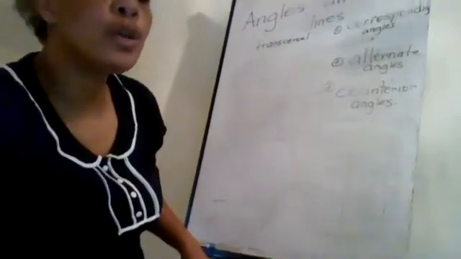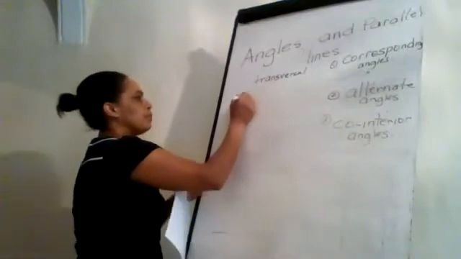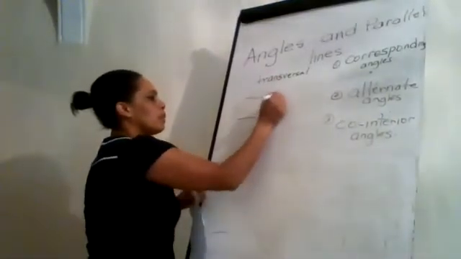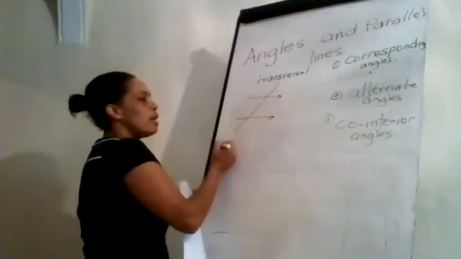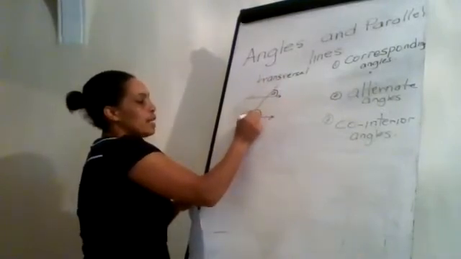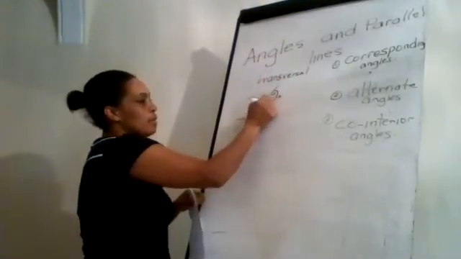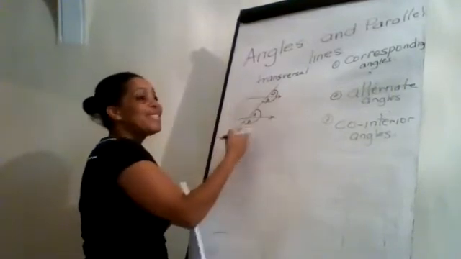So we looked at corresponding angles. Parallel lines must be seen, or the arrows indicating parallel lines. Corresponding angles are in the same position. So that on top of the line, that's on top of the line. That's below the line, that's below the line. And bear in mind, they're on the same side.